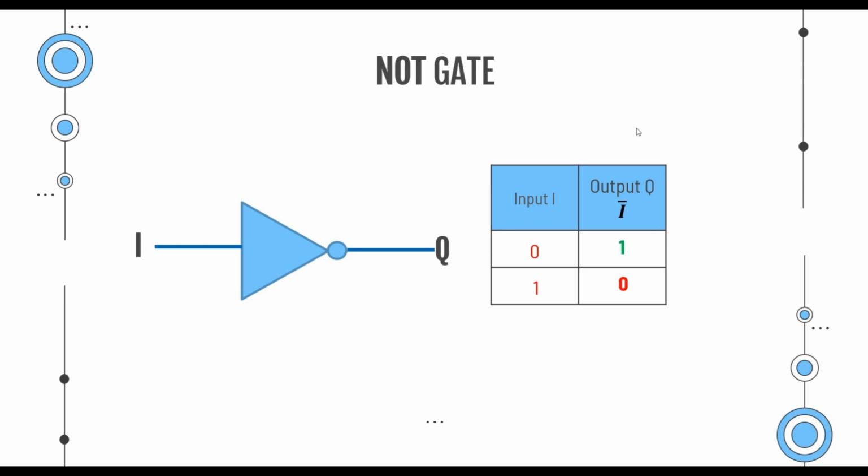So this NOT gate converts the input to its inversion. So this NOT gate is considered as an inverter. So let's move to our simulator and see how the NOT gate is constructed.